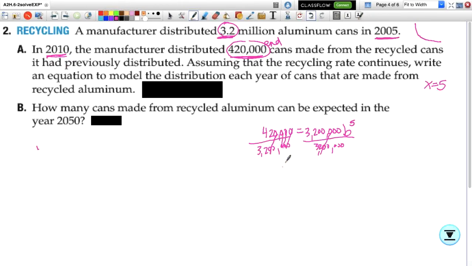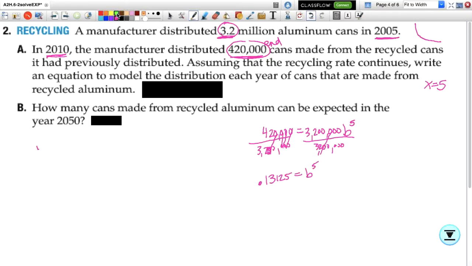oh, not 30. I am so sorry. It's 320. Let me clear that out again. Gosh, I'm wasting your time again. 42, right? 4 zeros cancel. There's still one here. 42 divided by 320. And I get, that's the decimal I was expecting, 0.13125 equals b to the 5th.